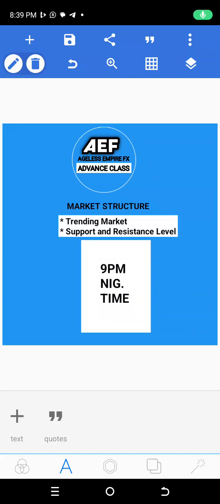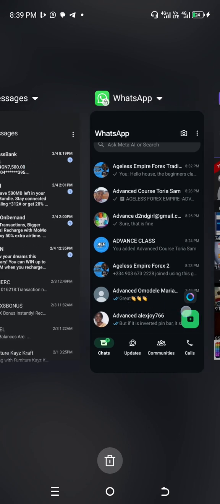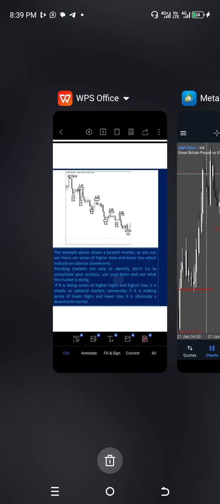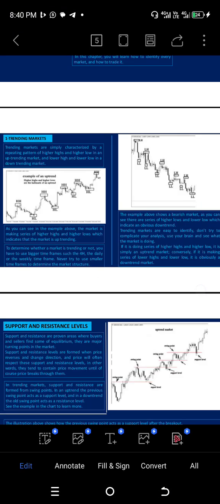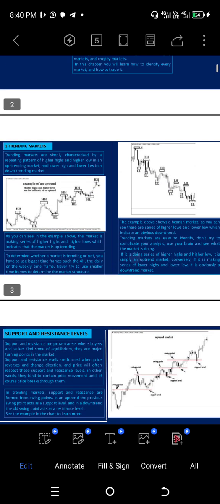So the next one is resistance. The opposite of support is resistance. Okay, before we move on to resistance, let's look at our module. Okay, so all these are called what? Market structure. Okay, now let's look at it.